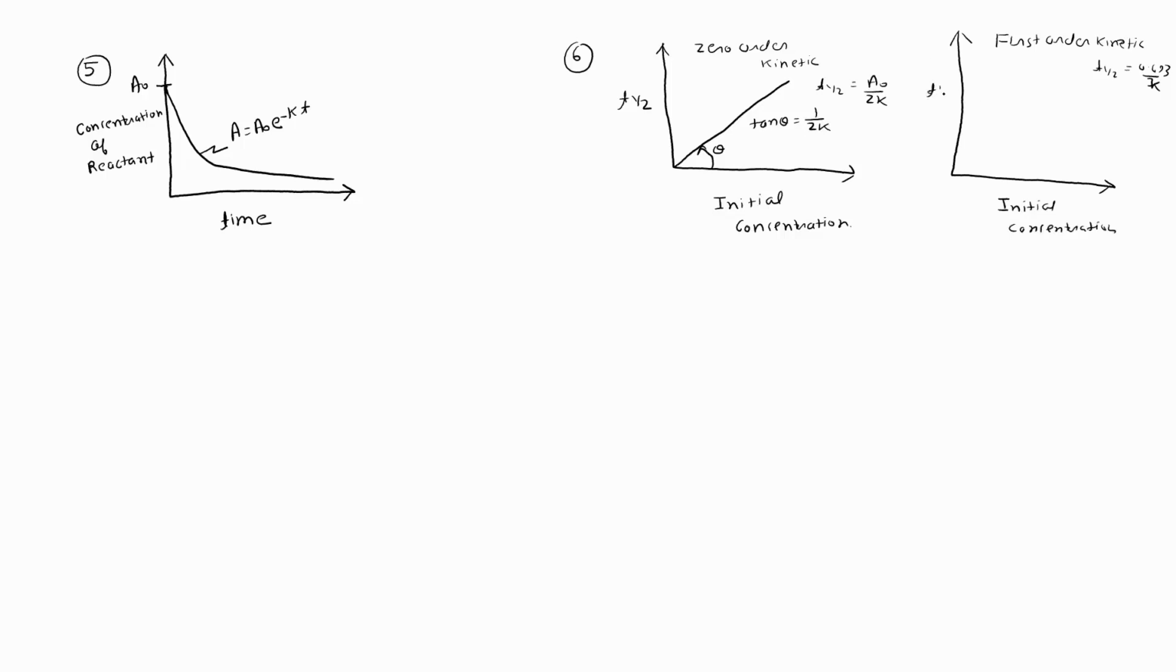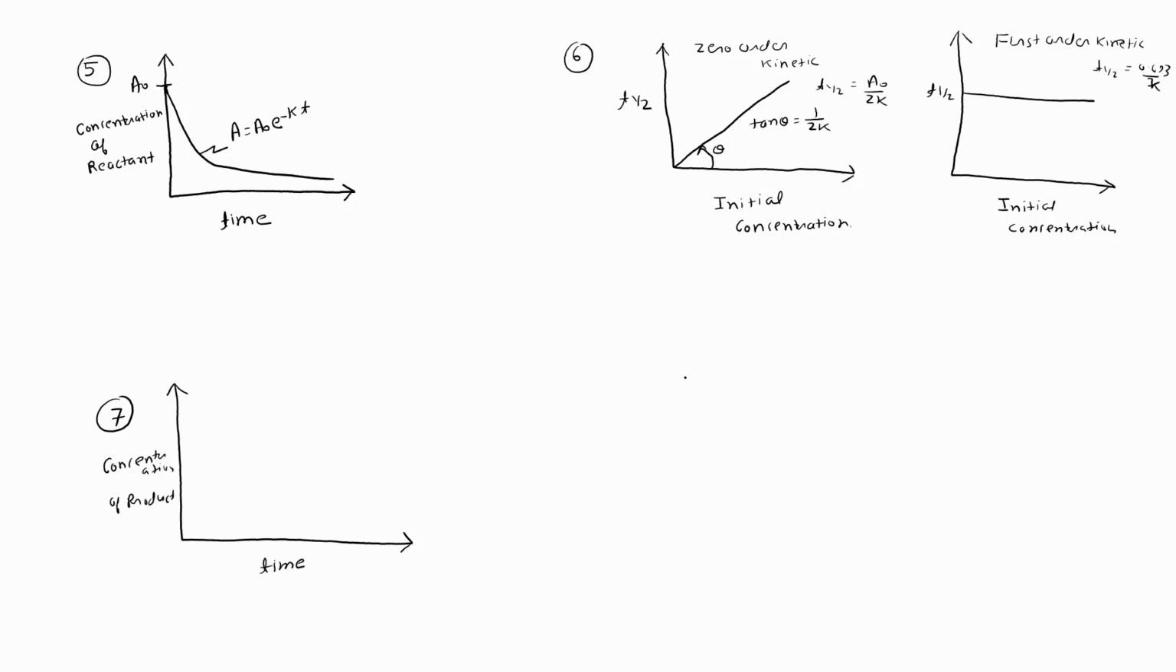Here we have T half, and it should give us a constant value because T half is constant here. That's why we have a constant value. And we have one more and last curve, and this should be the product concentration with respect to time. Concentration of product with respect to time.